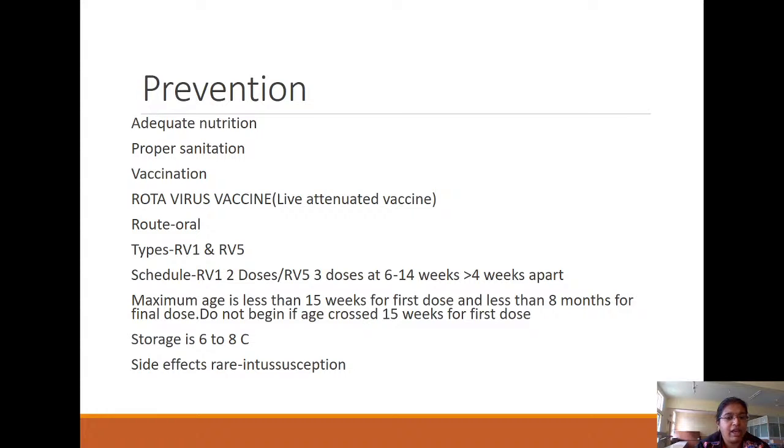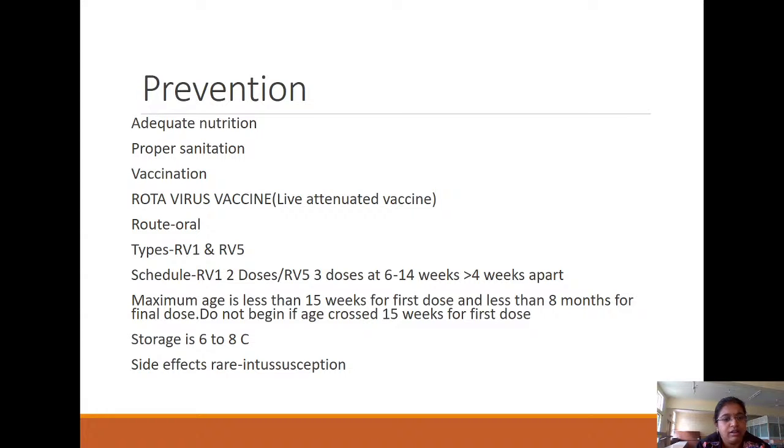Now the maximum age: supposing they have forgotten to take the vaccine and come to you, you have to ask what is the age of the child. If it is less than 15 weeks, you may start the first dose. And not later than 8 months should you give the final dose. That means between 15 weeks and 8 months you have to finish all the doses of a child who has presented late. Within 8 months of age of that child, you have to finish the final dose. So do not start your vaccination series if the child has already crossed 15 weeks of age.